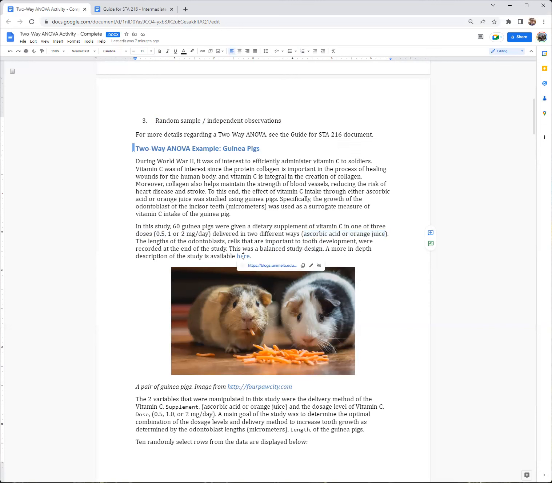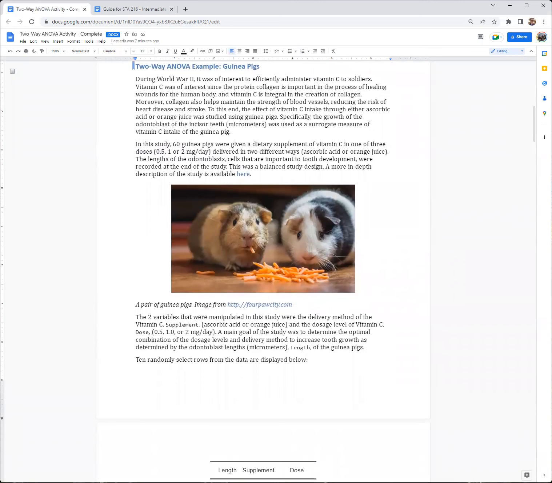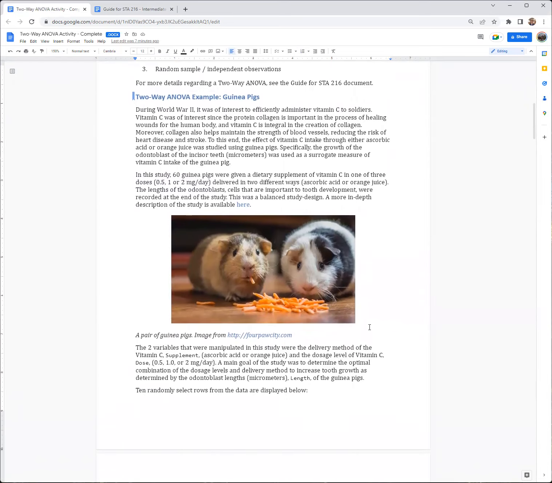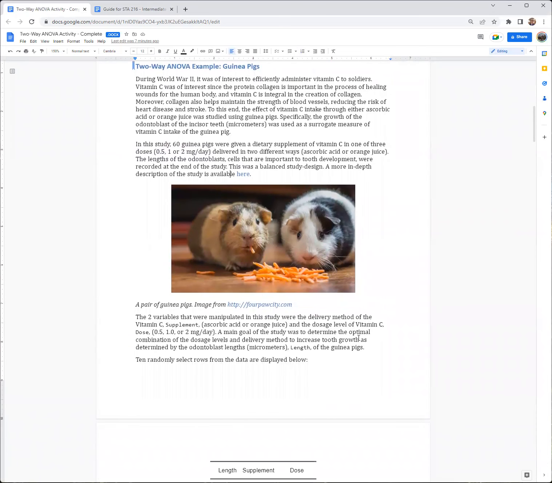So a more detailed description of the study is available here if you're curious. Otherwise, that's all the information that we need to know that we can use a two-way ANOVA model in this case to explore the effect of the supplement type and the dosage level on the vitamin C intake of the guinea pigs.